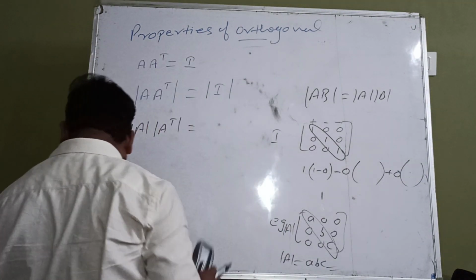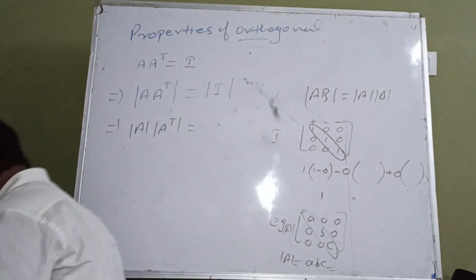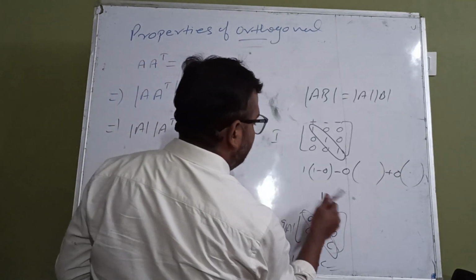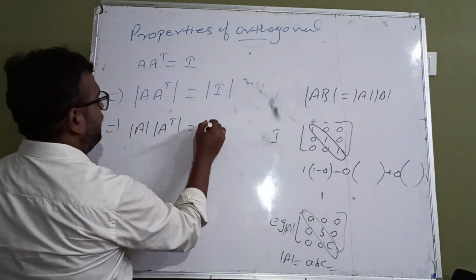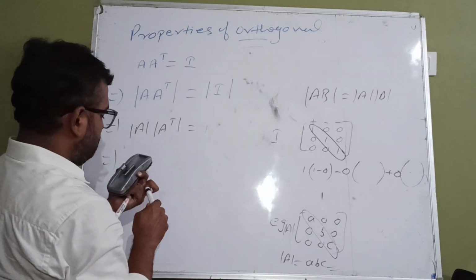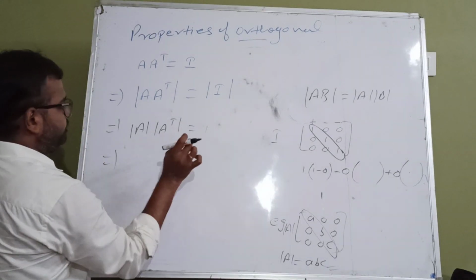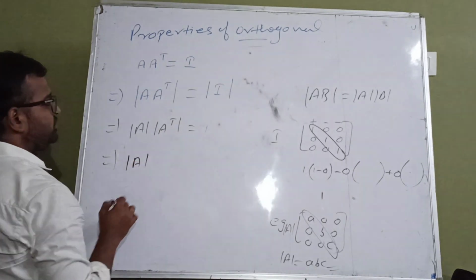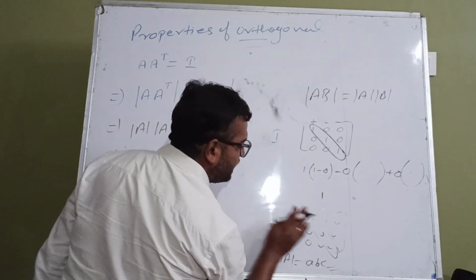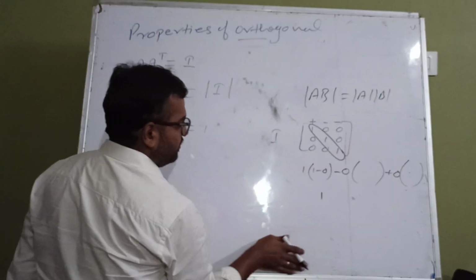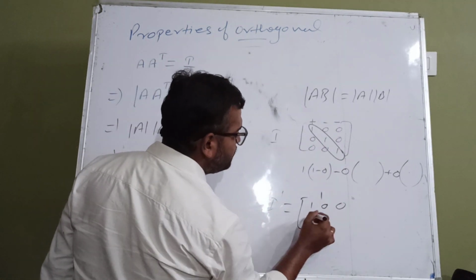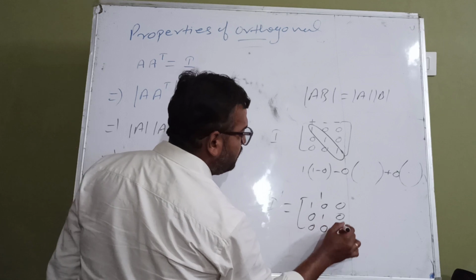So here, if you will find the determinant of I, then that is equal to 1. So put the value: I equals 1. Now again one property is here. If I is there, just by this example it can be solved here. If I is there, what will be the I transpose? Again I transpose will be 1 0 0, 0 1 0, 0 0 1.